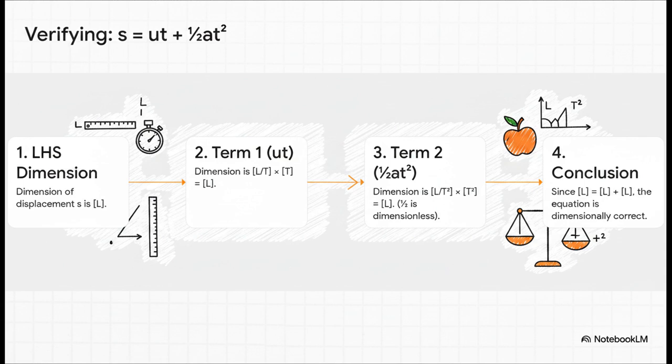The first piece is ut, which is velocity times time. The dimensions of velocity are length per time, L over t. We multiply that by time, t, and look at that, the t's cancel out, leaving us with just L. Beautiful. Now the second piece.